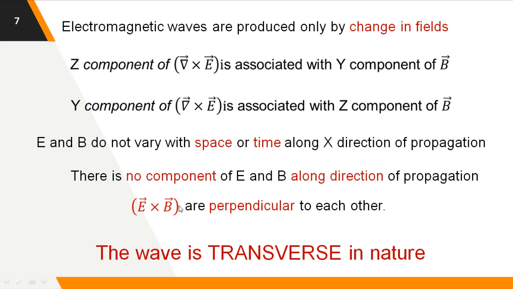There is no component of electric and magnetic field along the direction of the propagation. That means E cross B is always perpendicular to the direction of propagation. What is that? Light, the electromagnetic wave, is traveling along the x direction. So the components perpendicular to the direction of propagation should be y and z. That means the electric and magnetic field components, if they are varying, will be in the y and z direction. That's what, E and B are perpendicular to each other. So these four conclude that light, the electromagnetic wave, is transverse in nature.